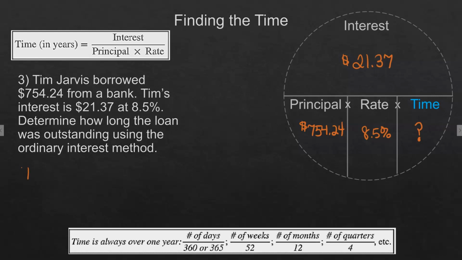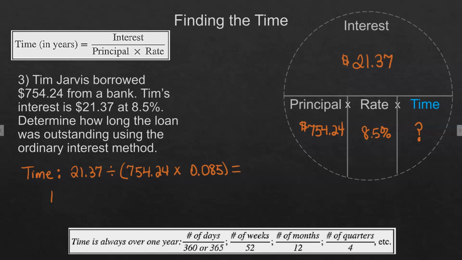Let's calculate. I'm finding the time. So I take my interest amount. I divide it by what's underneath the bar on my circle. 754.24 times 0.085. Remember, between these down here, it's multiplication. I've got that written here. Principal times rate times time, right? The interest is equal to that. And then, of course, we don't want to forget to push our equal sign.